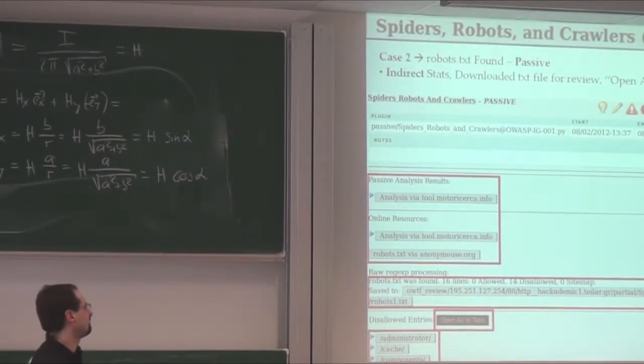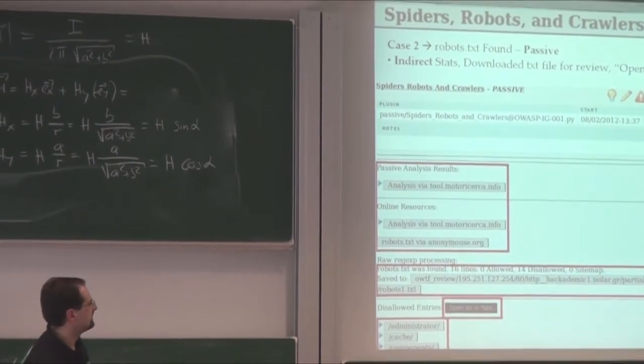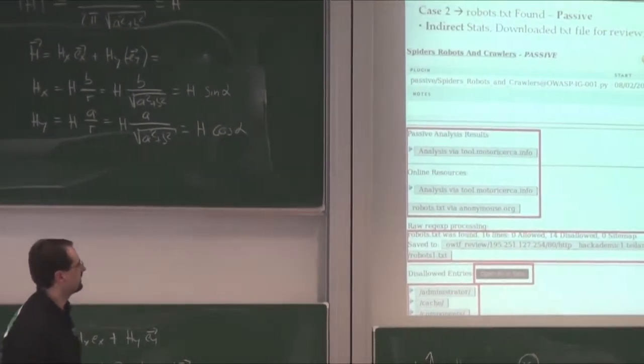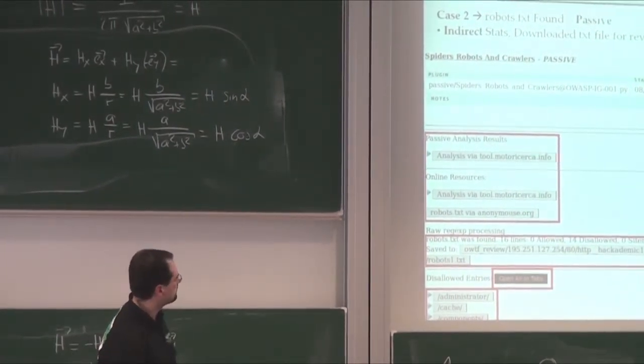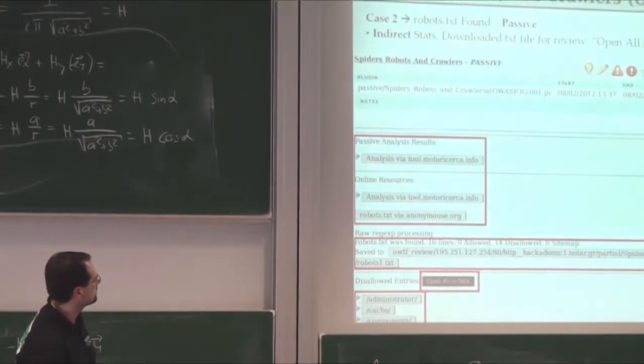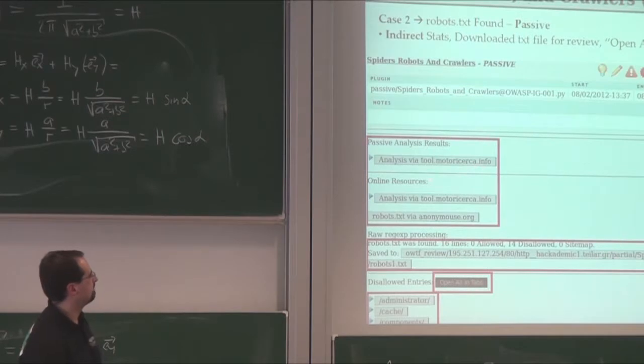But if you were using the semi-passive plugin, then these links would be direct. So that's the difference on that. And then, because this is a passive plugin, we can do testing through a third-party site as well. tool.motorycircle.info is a very good site for testing the robots.txt file.